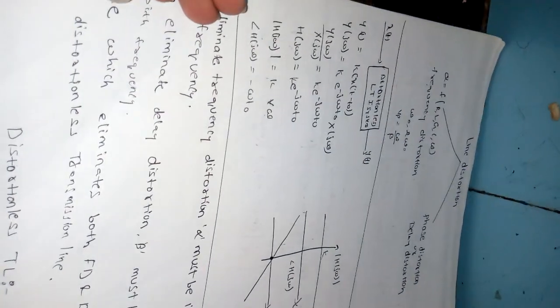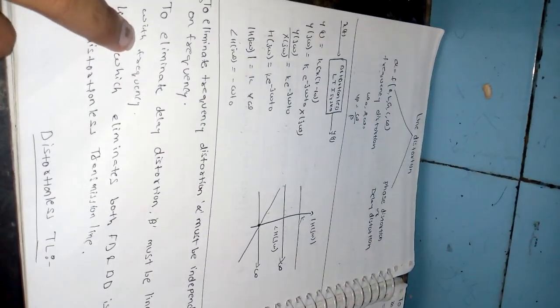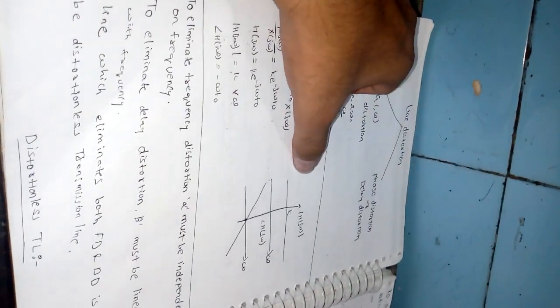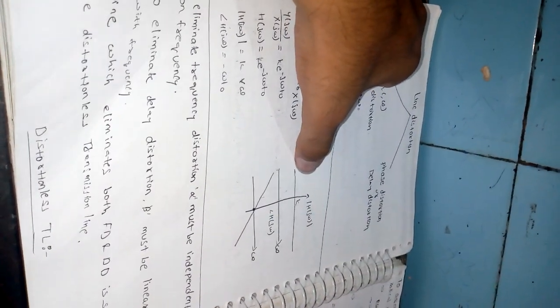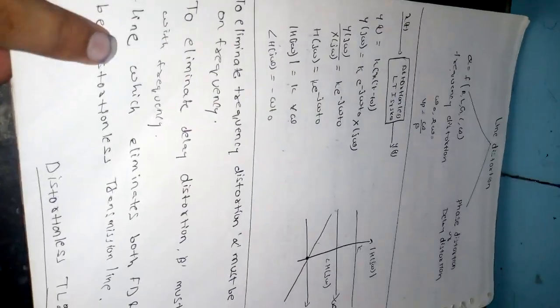To eliminate frequency distortion, alpha must be independent of frequency. If you want to eliminate beta distortion, beta must be linear with the frequency. That is similar here: if you want to make the gain independent of frequency, here make alpha independent of frequency. Here make the phase linear with the frequency. To eliminate phase or delay distortion, make beta linear with the frequency. It is analogous in signals and systems, and here in transmission lines, line distortion also.